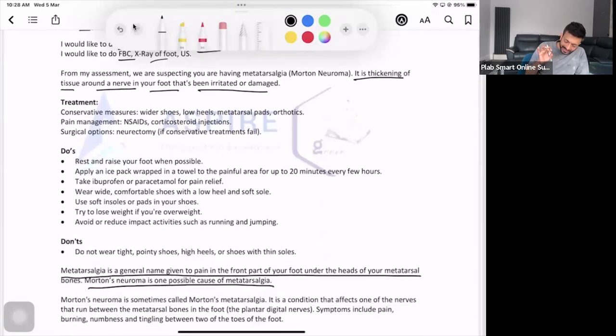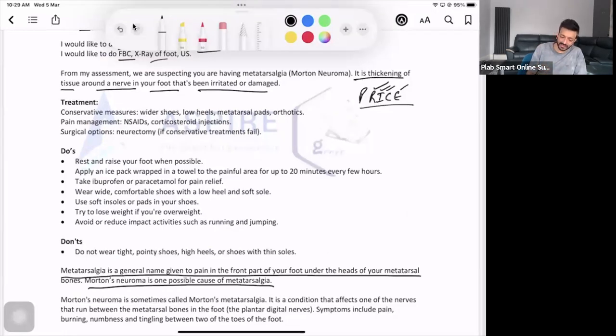Now, what's the treatment? Treatment is very easy. Treatment is simply you do PRICE. Yeah, we know the ankle sprain treatment, the same thing you have to do here as well. So painkiller, that is one thing, right? So rest, that is important. Ice pack, yes. Compression, yes. And keep your feet elevated. So that is the treatment.